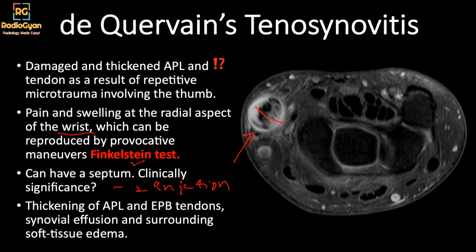As I described previously, the pathology is thickening of the tendon. As you can see in this image, the tendon appears thickened and there is a lot of fluid and soft tissue edema around the tendon sheath.